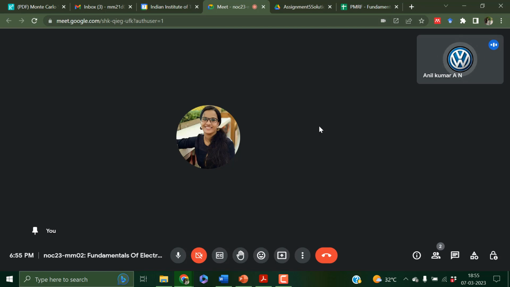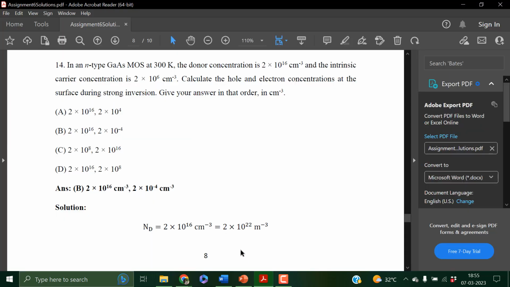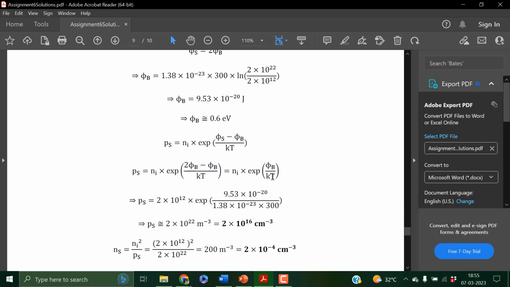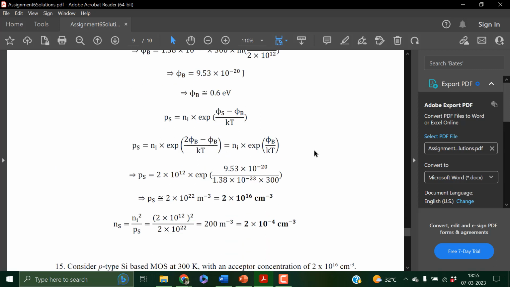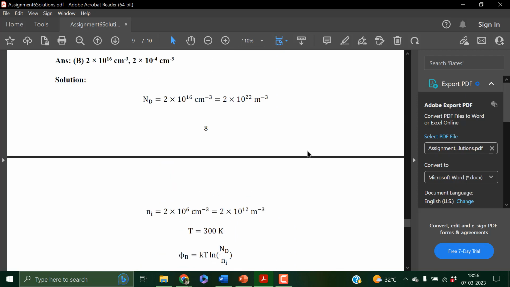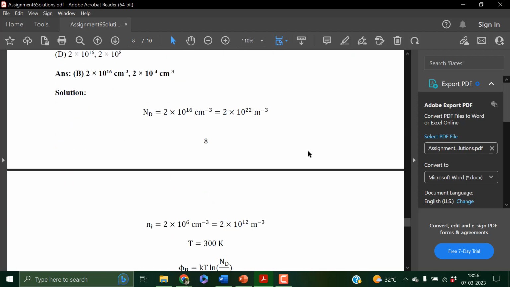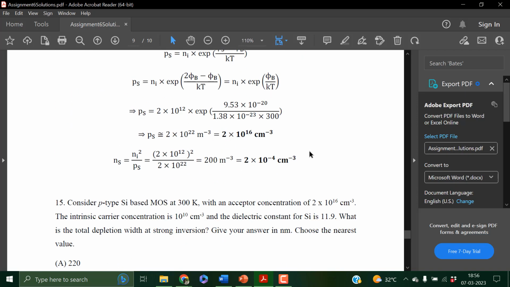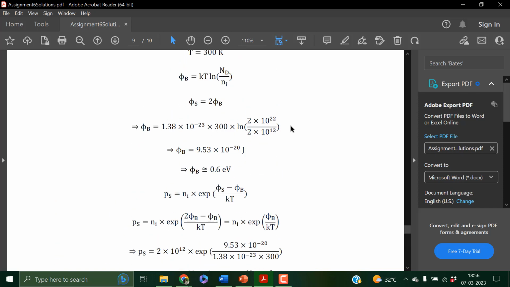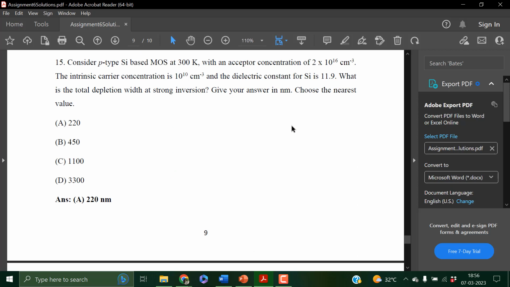Madam, I got PS as 2.35 into 10 raised to 16 and NS as 1.7 into 10 raised to minus 4. Yeah, 1.7 you can round approximately to 2, right? Okay, ma'am. So PS is 2 into 10 power 16, and next will be 2 into 10 power minus 4, I think.